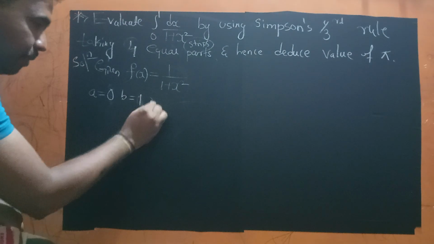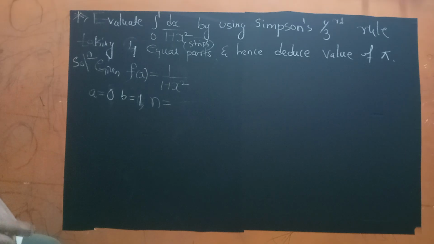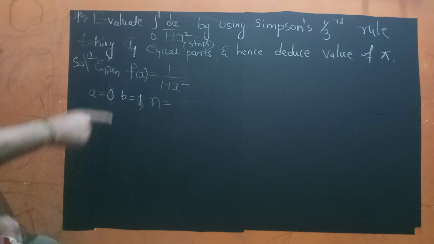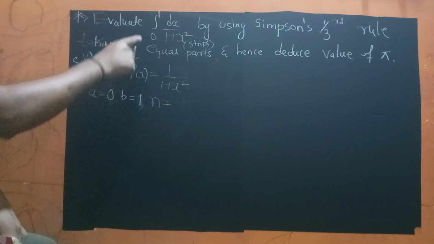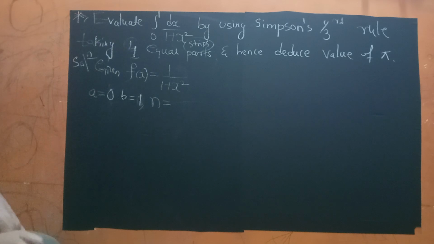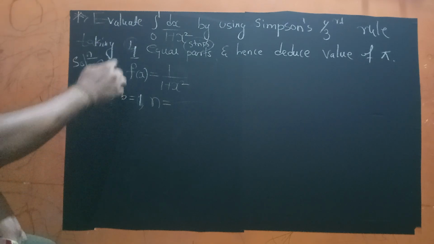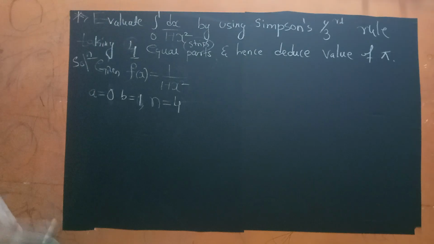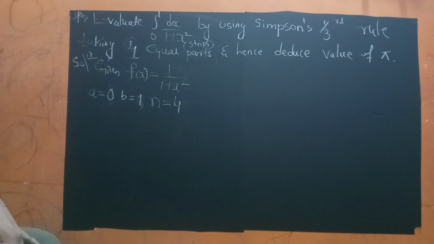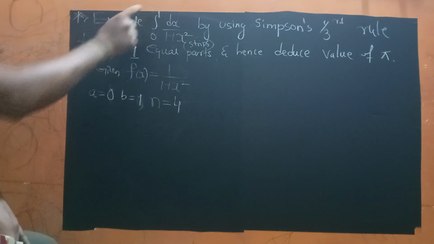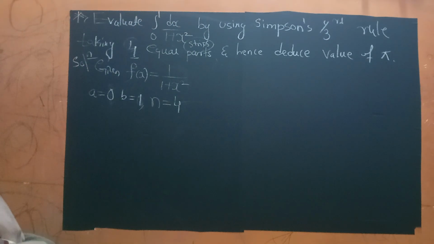And n is very important. If they have given n, we have to consider that n. If they have not given it, then we have to take the minimum requirement for Simpson's 1/3 rule. Here they have clearly given n as 4, which means we have to divide the interval 0 to 1 into 4 equal parts or 4 equal strips. Therefore, n equal to 4.